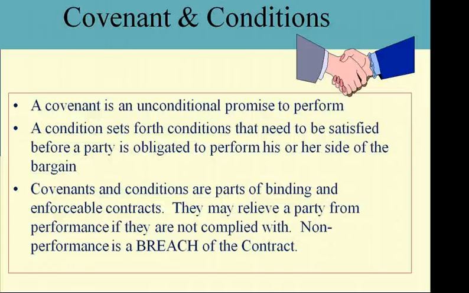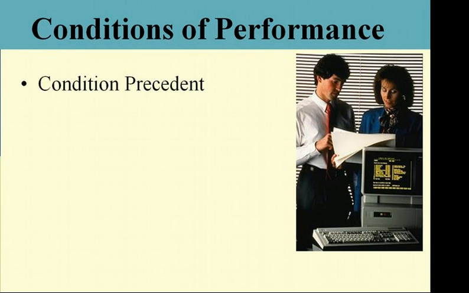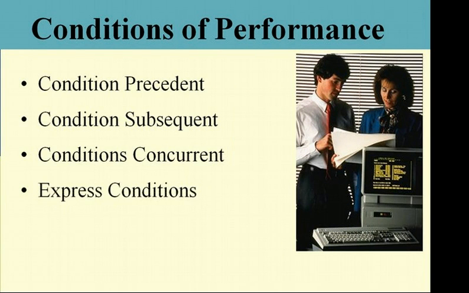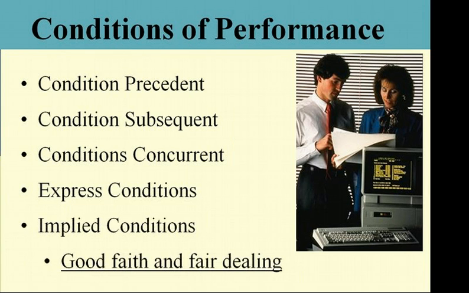You have an agreement to buy and sell a house, but it's conditioned on a condition precedent. Before I buy it, I have to get a loan for it. You can have conditions subsequent. That's the contract's formed, but it says that unless certain conditions are satisfied, that one party would be relieved of performance. Covenants and conditions are part of the binding enforceable contracts. Okay, conditions of performance. You have conditions precedent, which I said, subsequent. You have conditions concurrent, and they're express and implied.